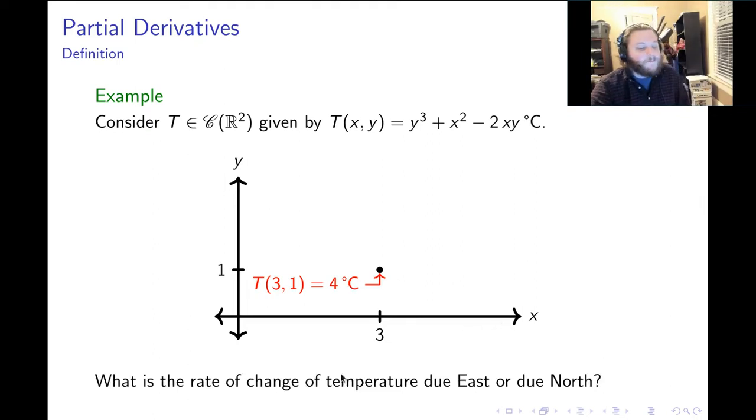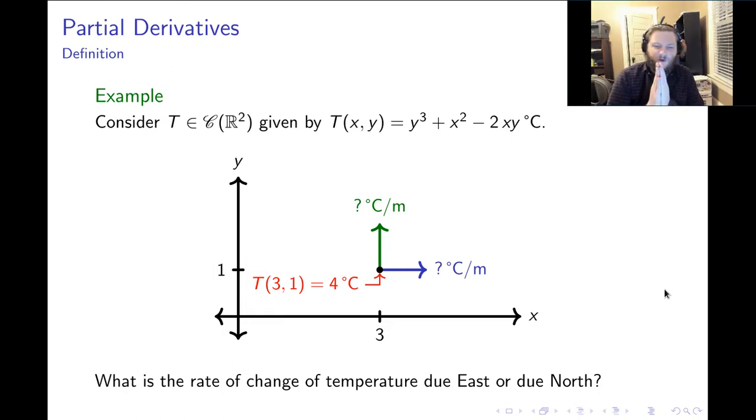So here's a question. Let's say that we were standing at this point 3, 1, and we wanted to travel maybe due east, or we wanted to travel due north. The question is, well, what would the rate of change of temperature be in either of those two directions? So if I wanted to travel due east, what would be the rate of change of temperature? And if I wanted to travel north, what would the rate of change of temperature be? So this is the question that the concept of a partial derivative answers. So if we think about this, we want to travel in one of those two directions. Perhaps we could use vectors pointing in those directions to define derivatives in those particular two directions.